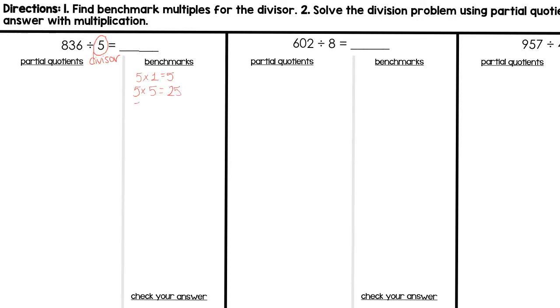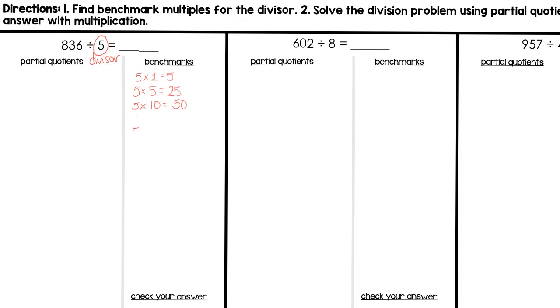Another easy number that we can multiply that's just slightly bigger than 5 is 10. 5 times 10 is, good, 50. Now, we have 1, 5, and 10. If we only take away 50 from 836, that's going to take us a long time, so we're going to keep going.